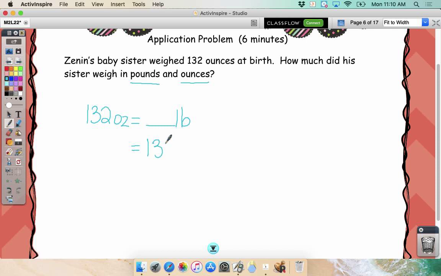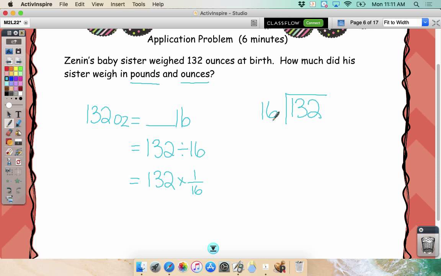So I'm going to do 132 divided by 16. Does anybody know another way to write that? Could I multiply if I wanted? Yeah. I just wouldn't multiply by a whole number. I'd multiply by a fraction. So either way, it's going to be the same. You can write it however you want. So 132 divided by 16. And I'm going to estimate this.